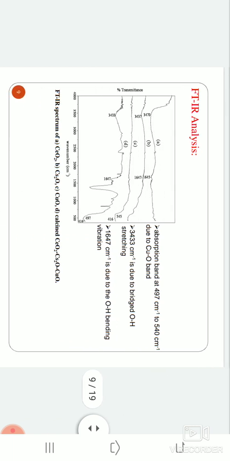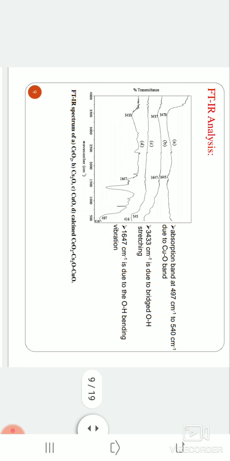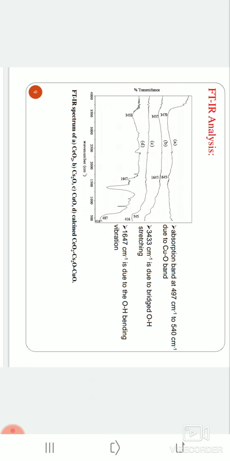After that, we take the FTIR analysis. In the FTIR analysis, bands are observed for copper oxide, for OH stretching, and for OH bending vibration. Hence, we confirm that our catalytic material contains hydrogen, and hydrogen is responsible for the acidic catalytic activity.